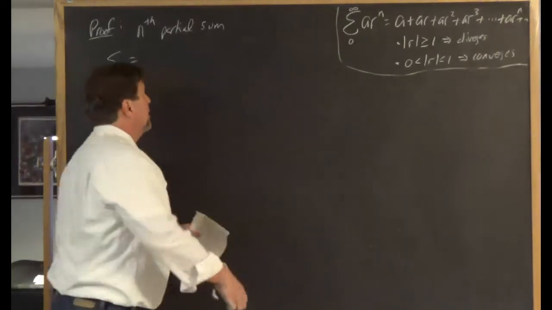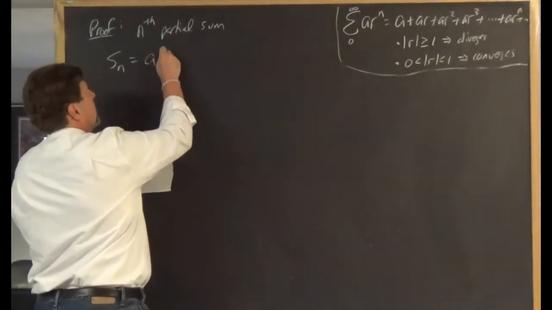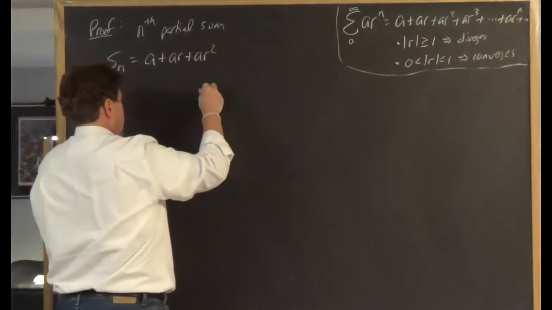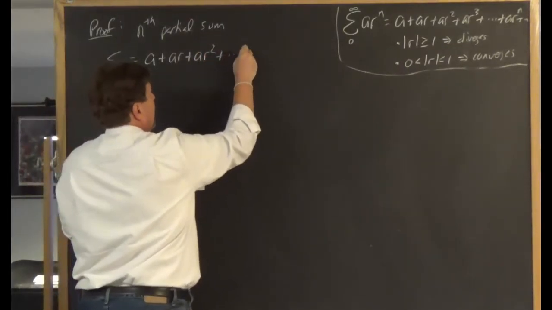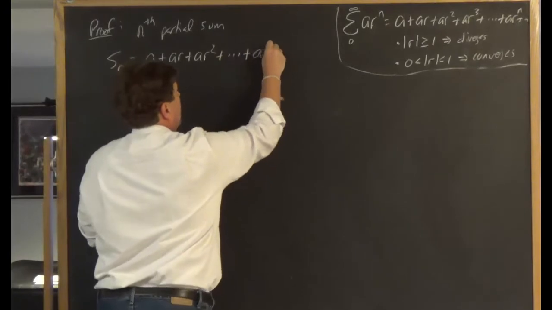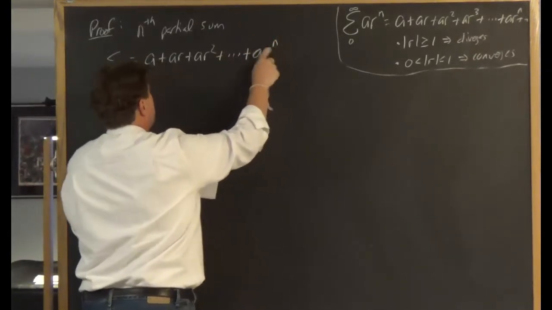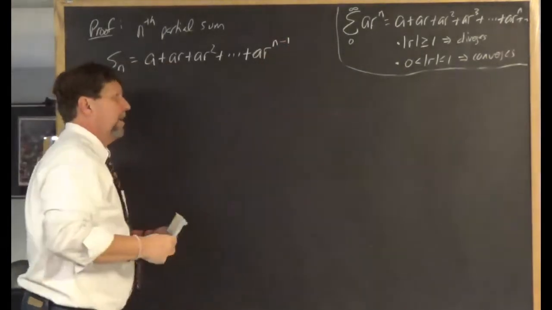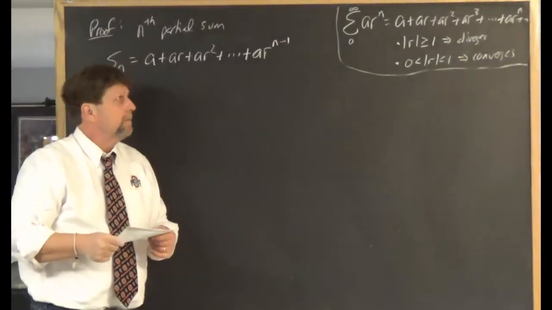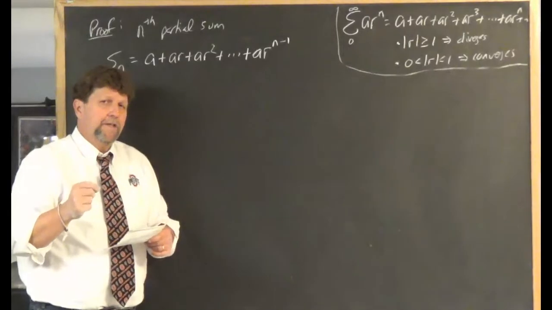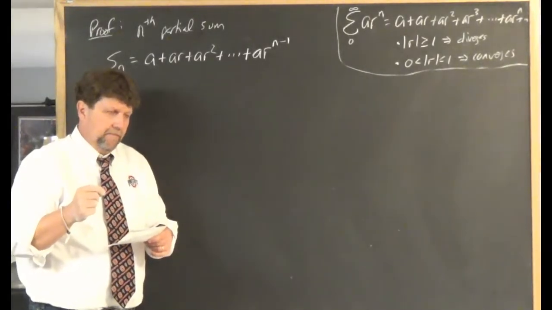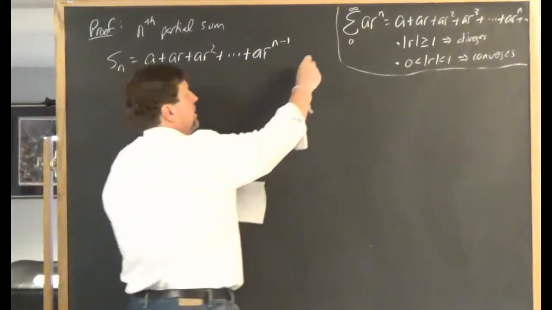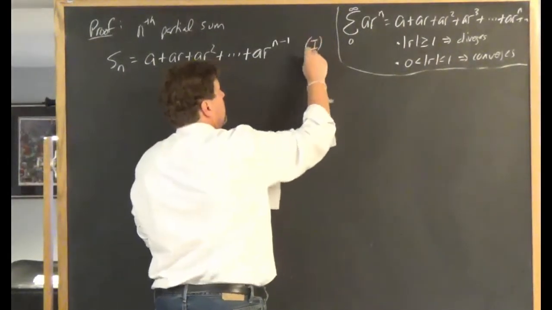That means the nth partial sum is A plus AR plus AR squared plus yada yada yada plus AR, and this exponent has to be one less, so it's AR to the n minus 1. You know, rarely do I do this, but I'm going to number this equation. So let me call this equation 1.